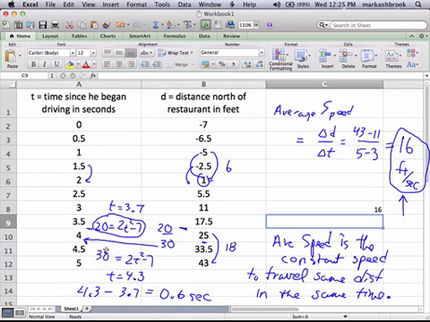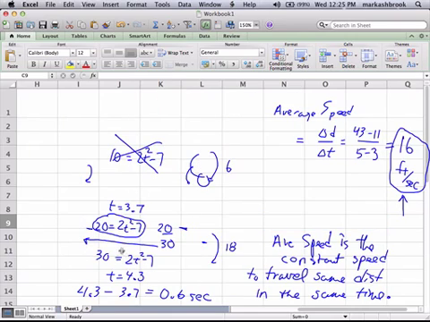So if it went from 20 to 30, can we just do 10 equals 2t squared minus 7? Will that work? What is that finding? What would that be finding if I did that? The time it took him to go 10 feet. Yeah, the time it took him to get to 10 feet north of the restaurant, which is totally different than the time it took to go from 20 feet to 30 feet. You see? So you can't do that. You got to find the time it took to get to 30, the time to get to 20, and then the difference between those two will be the change in time.